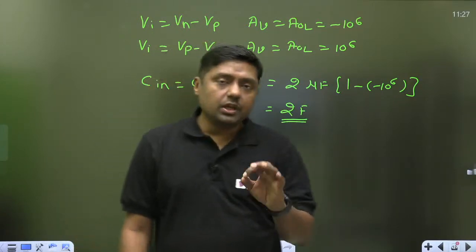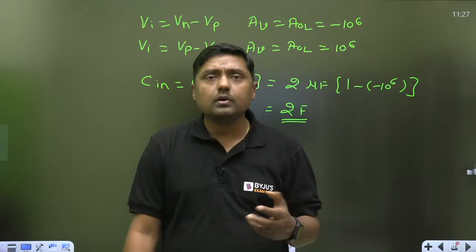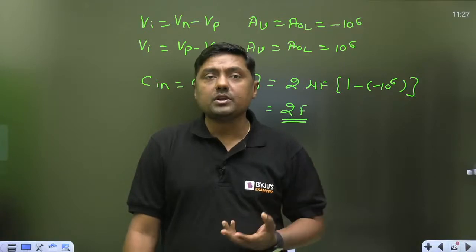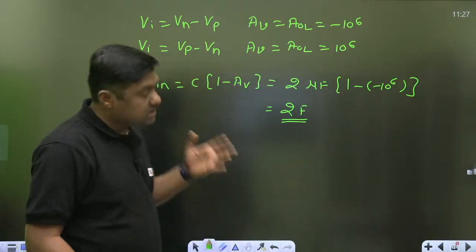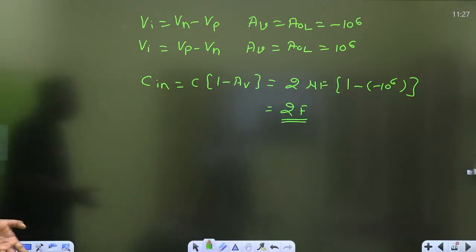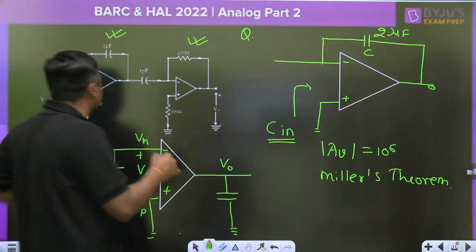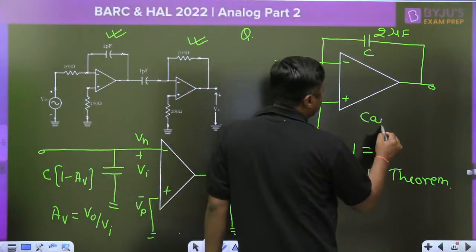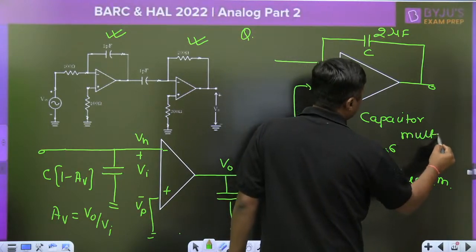My dear friends, normally a high value of capacitor is not possible, and that's why we are using the operational amplifier and getting a high input capacitance. High input capacitance, that is of value 2 farad. So this is called a capacitor multiplier. This diagram is nothing but a capacitor multiplier.